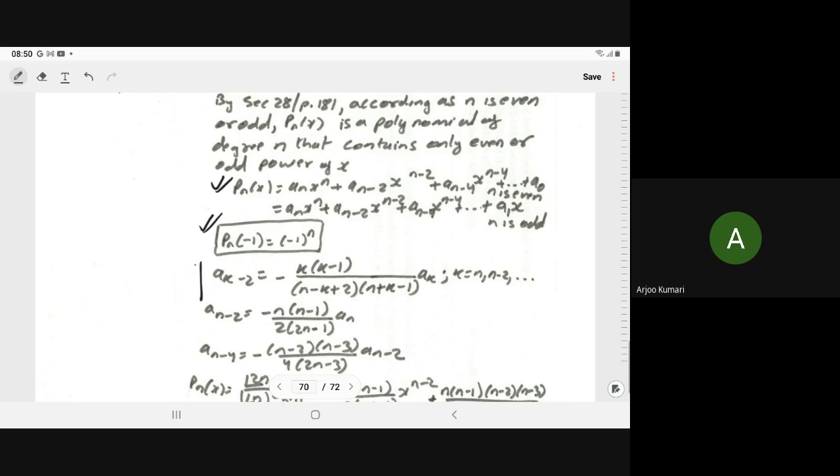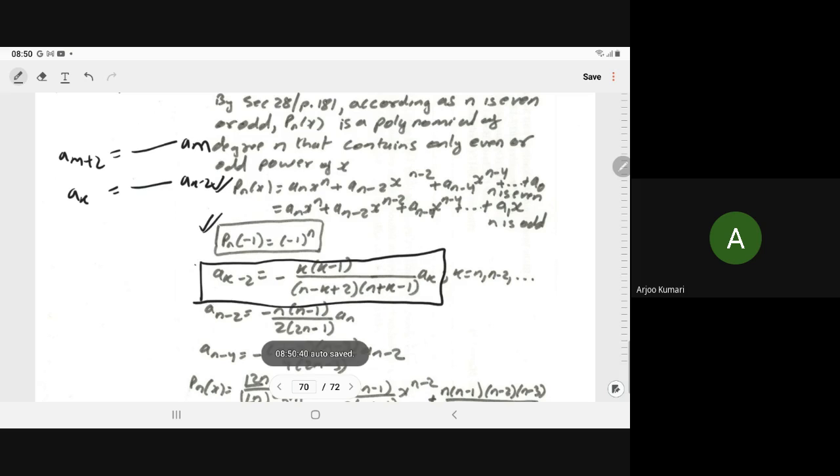In section 28 we have the recurrence relation a(m plus 2) in terms of am. Now we are writing am in terms of a(m plus 2), and there you replace m by k minus 2. In the recurrence relation we have a(m plus 2) equal to something in terms of am. So if you take m equal to k minus 2, here we have a k. So just replace m by k minus 2, and you will get the same recurrence relation in this form.